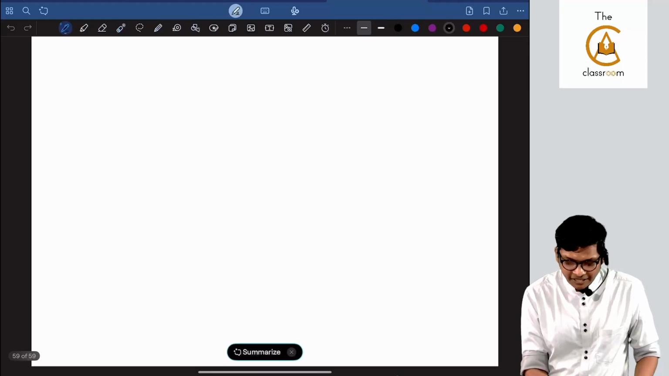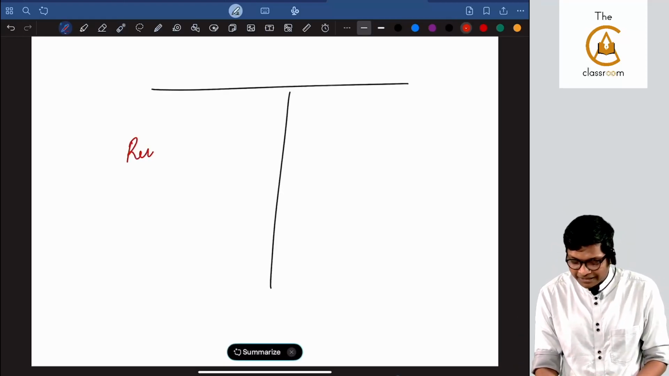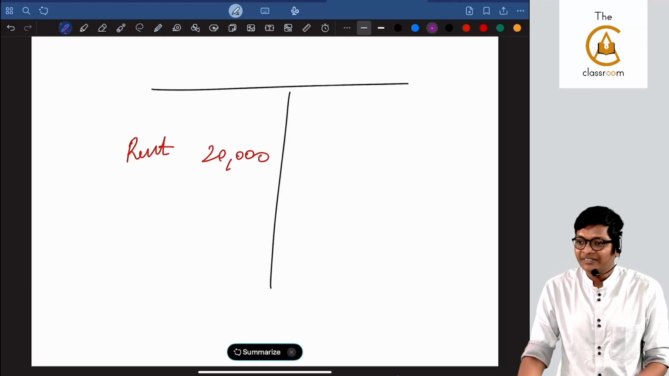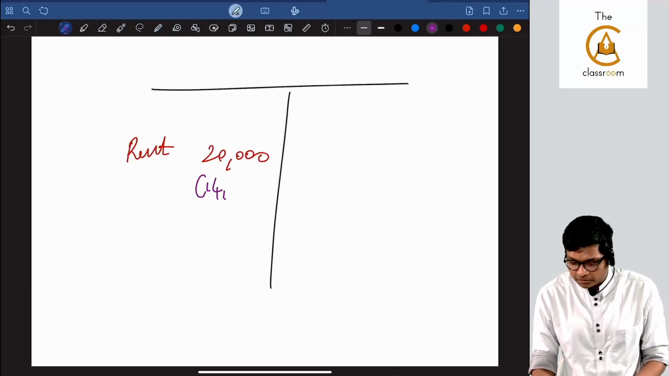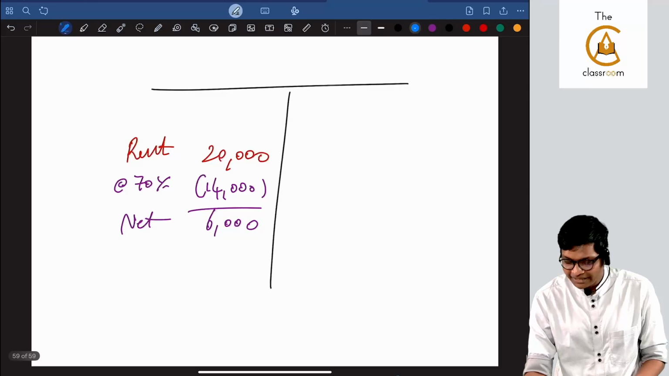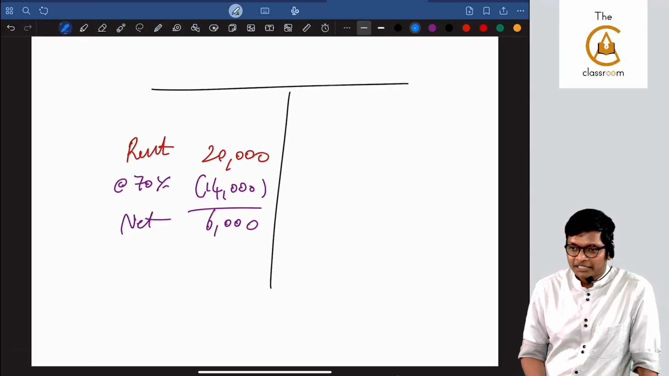If I prepare the financial statements here, this and all we didn't get, guys. I'm giving an example. My rent will be how much? But they are giving me a discount of 70%. So the discount is 14,000 at 70%. So my net rent is how much? 6,000. So what he is saying, instead of debiting, how to account this?